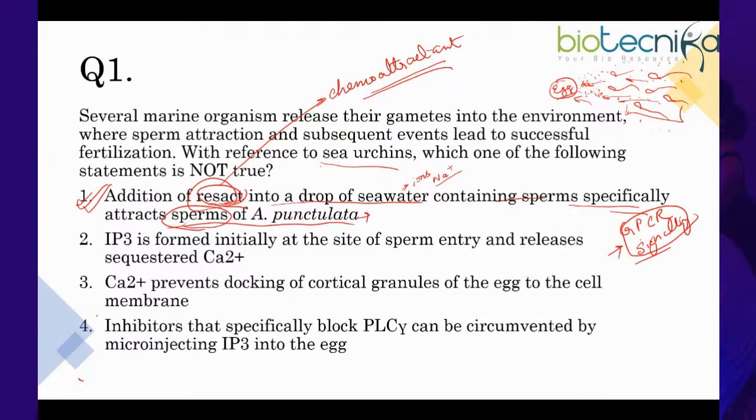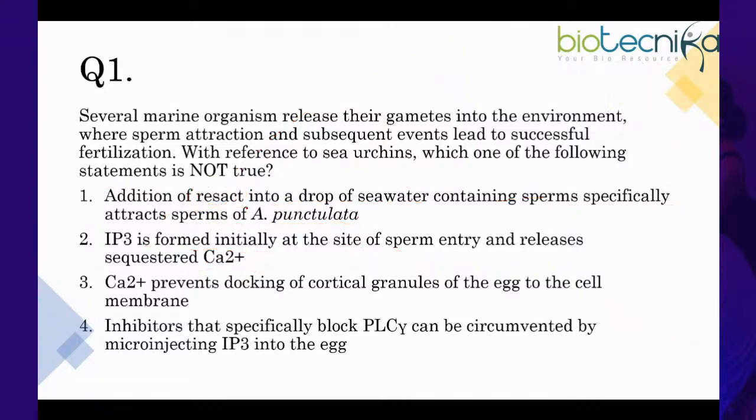Okay, so this is a correct statement. Now, second statement: IP3 is formed initially at the site of sperm entry and releases sequestered calcium. Now, you must know that in the cytoplasm there is a low level of calcium initially. Only when the sperm fertilizes the egg, from that side of the egg, calcium ion starts increasing. Now why is that calcium there?